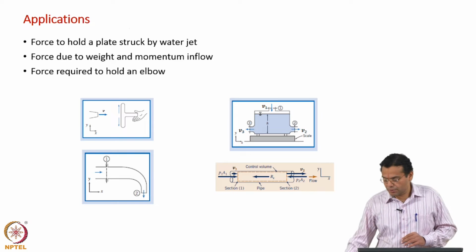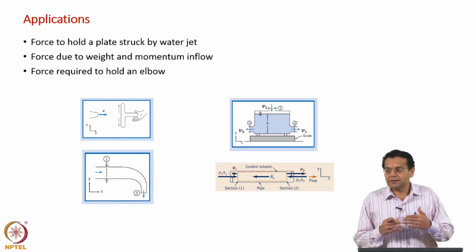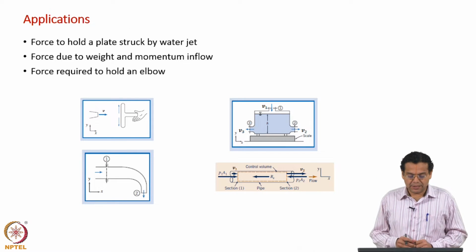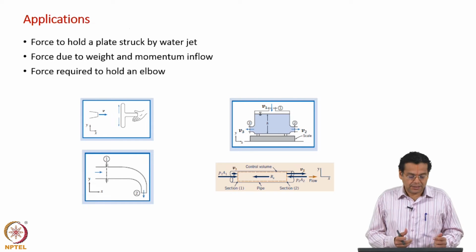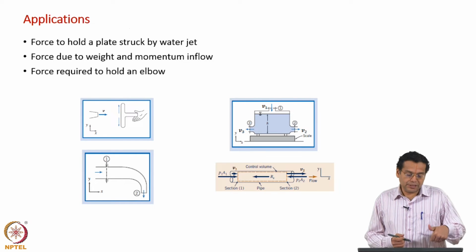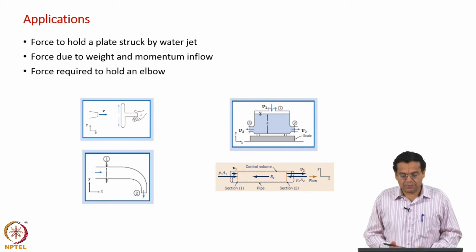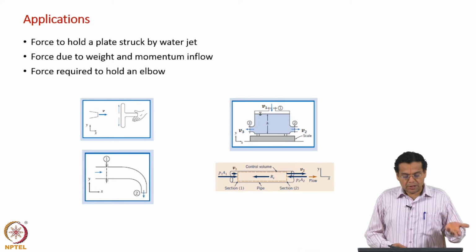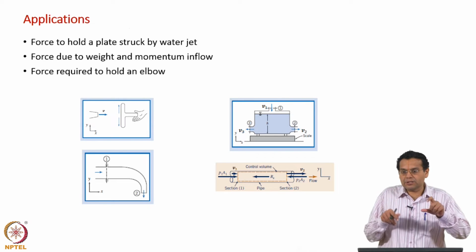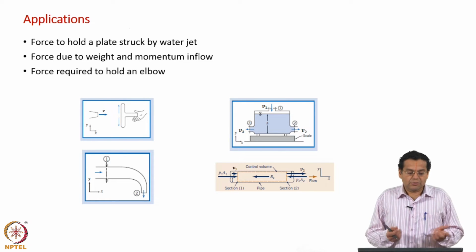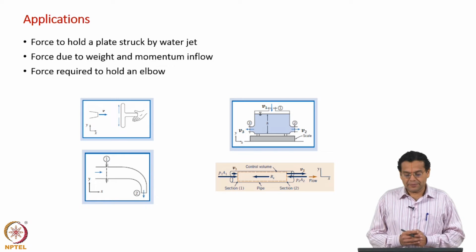You have an elbow here which is a pipe joint. We use an elbow to connect two pipes, either of the same diameter or different diameter. In this case it is a reducing elbow, because the diameter is changing and there is a turn of direction as well. Because of momentum, pressure, etc., this elbow will start moving if you do not support it. So, you need to support it. What is the force required to hold an elbow?